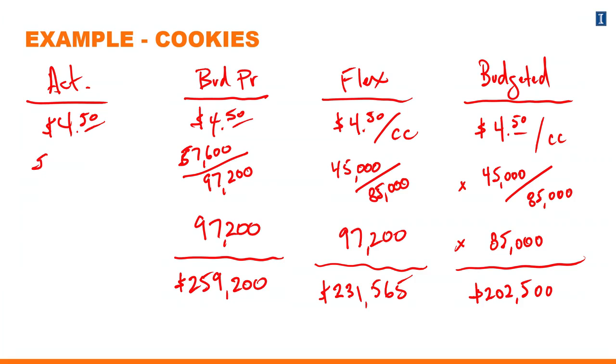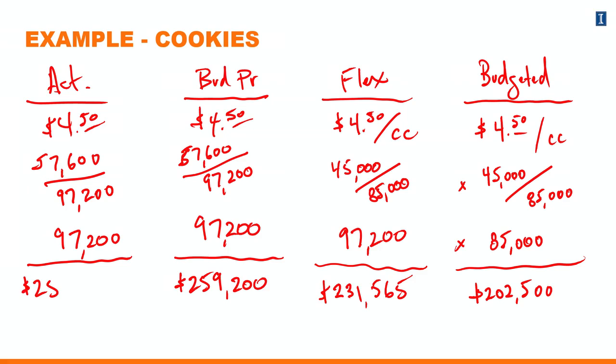The actual mix is 57,600 over the 97,200. That's the proportion of our total cookies sold that was of the chocolate chip variety in actual terms. And the actual total quantity is 97,200. Multiplying those three components together yields the actual revenue earned from chocolate chip cookies during this accounting period. And that is $259,200.